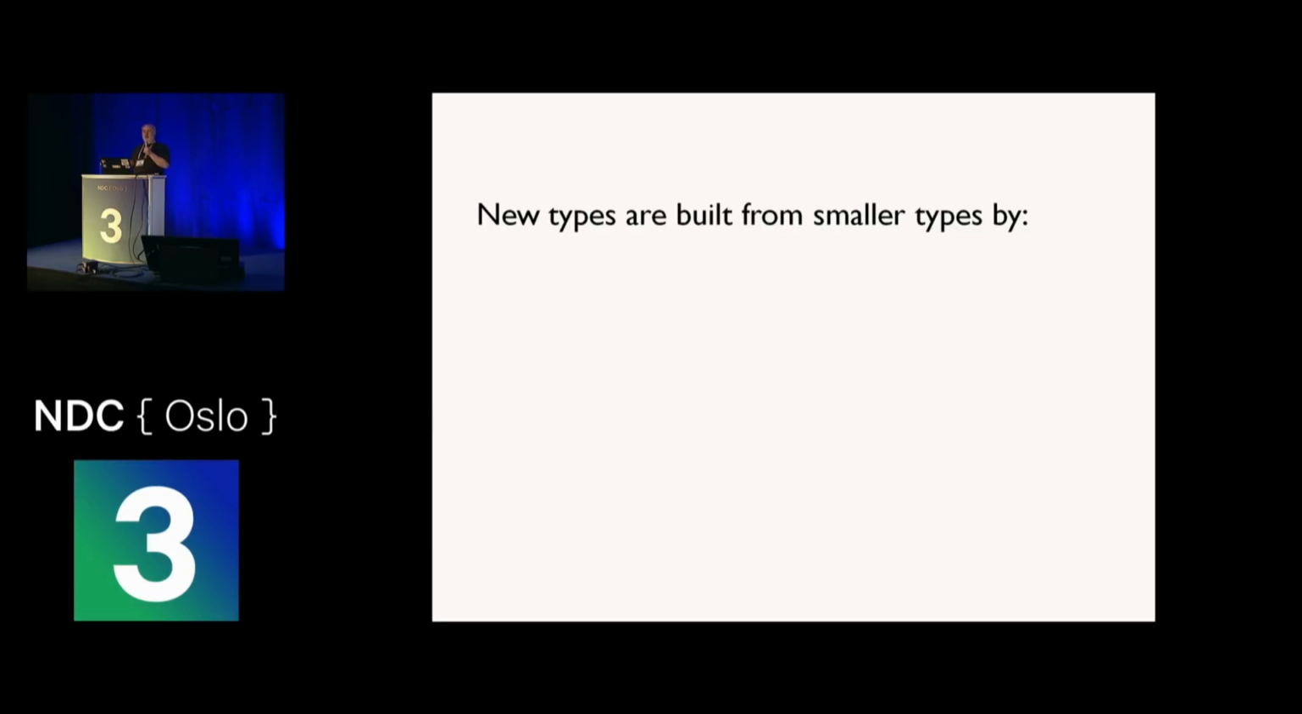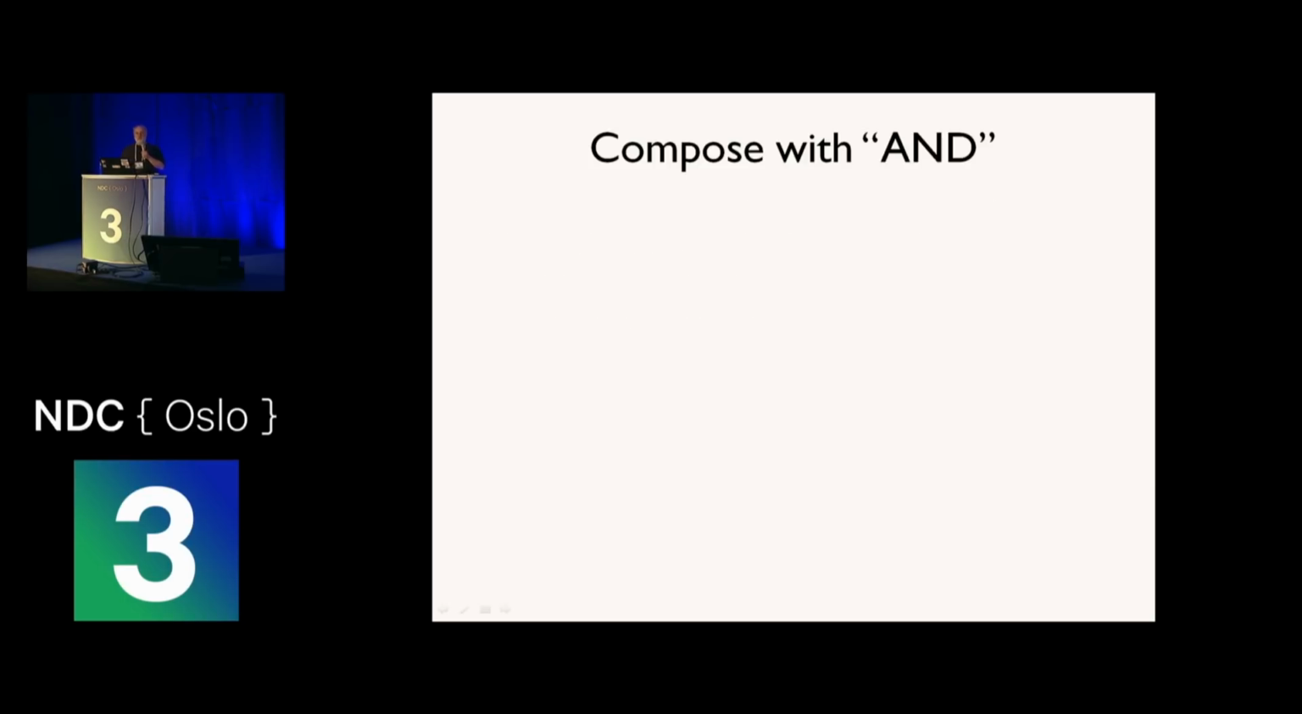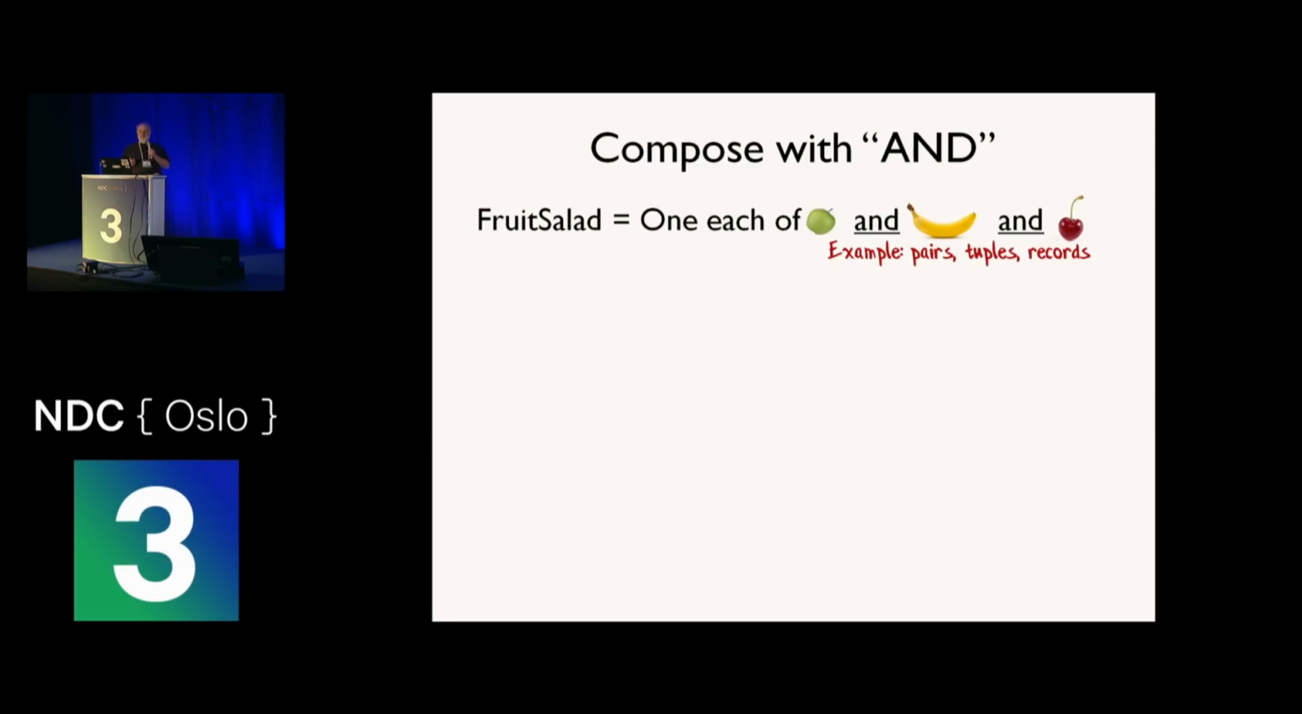So in an algebraic type system, you build new types from smaller types. Two possible ways. One is you AND them together, and the other is you OR them together. So what do I mean by that? When you AND things together, you might say, well, to make a fruit salad, I need an apple and a banana and a cherry. So those are the three things I need, and I need all of them. And this is typically called a record or a tuple.